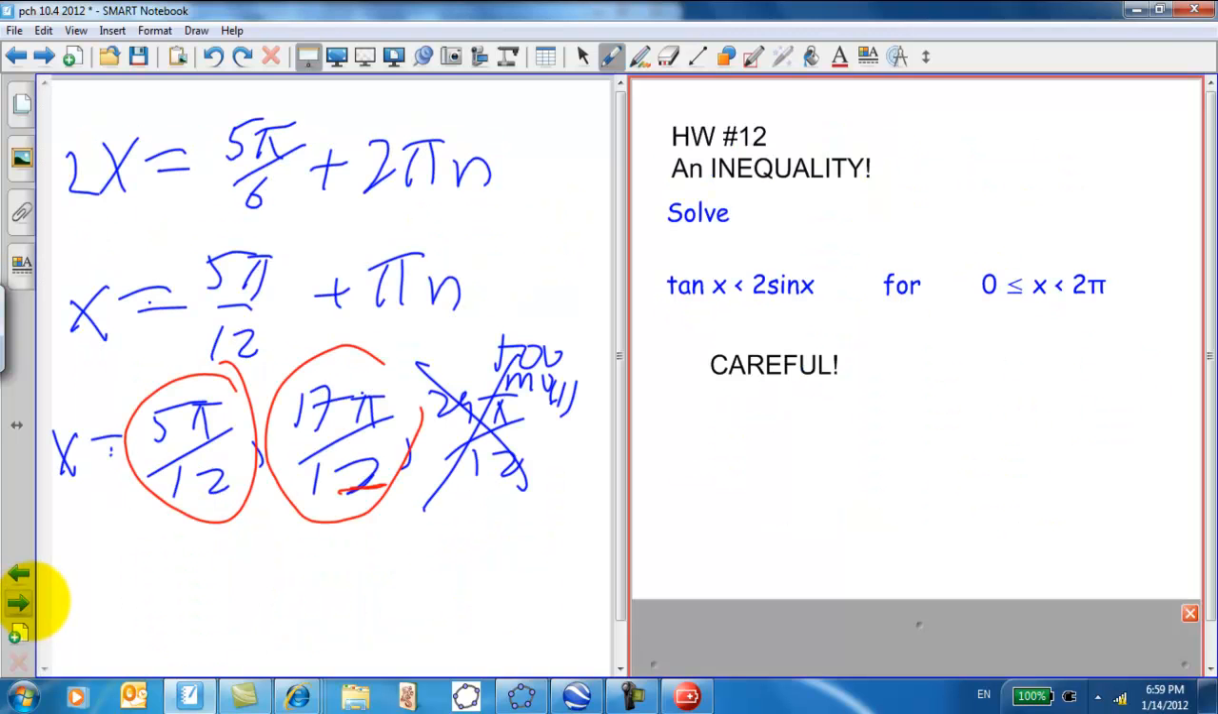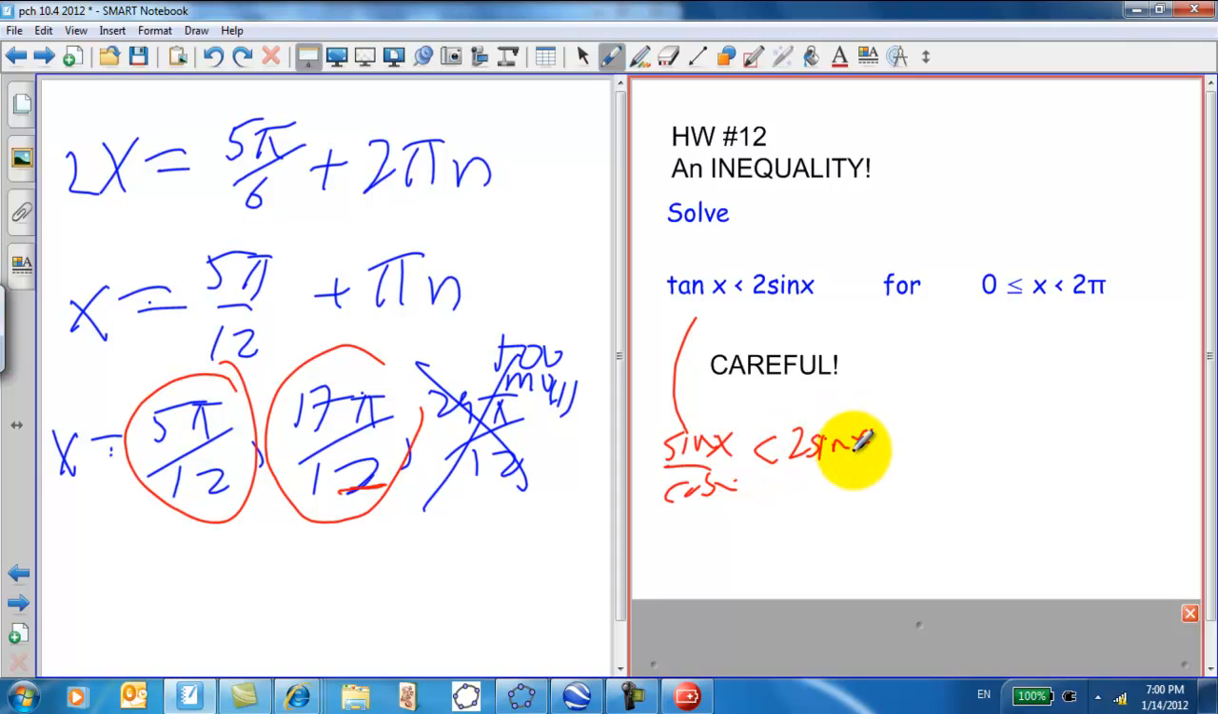Okay, now let's do one of the homework problems. It's an inequality, and I want to make sure we cover some of these. Tan x is less than 2 sine x for 0 to 2 pi. Now be careful. Some students say, oh, tan is sine over cosine. Well, yes, that's great.